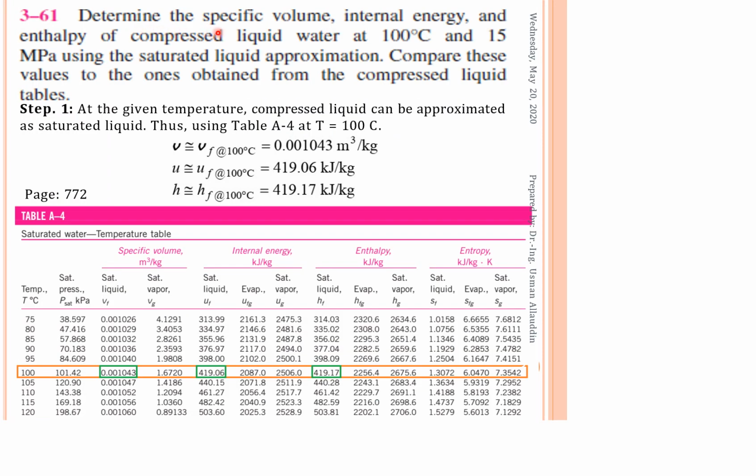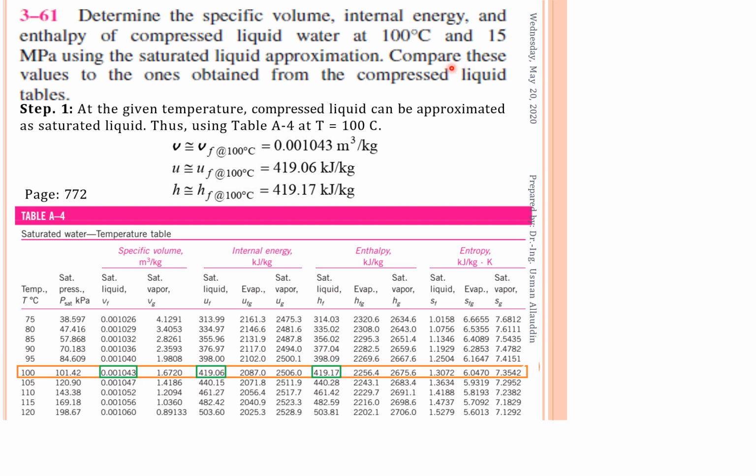So here in this question we need to find specific volume, internal energy and enthalpy of compressed liquid. The compressed liquid region is given to us at 100 degrees Celsius and 15 megapascal using the saturated liquid approximation. So what is the saturated liquid approximation? Previously in the previous lecture we studied this. In saturated liquid approximation, for example, here compressed liquid is given to us, and for compressed liquid we would actually be using table A7, but according to saturated liquid approximation we can use our table A4.